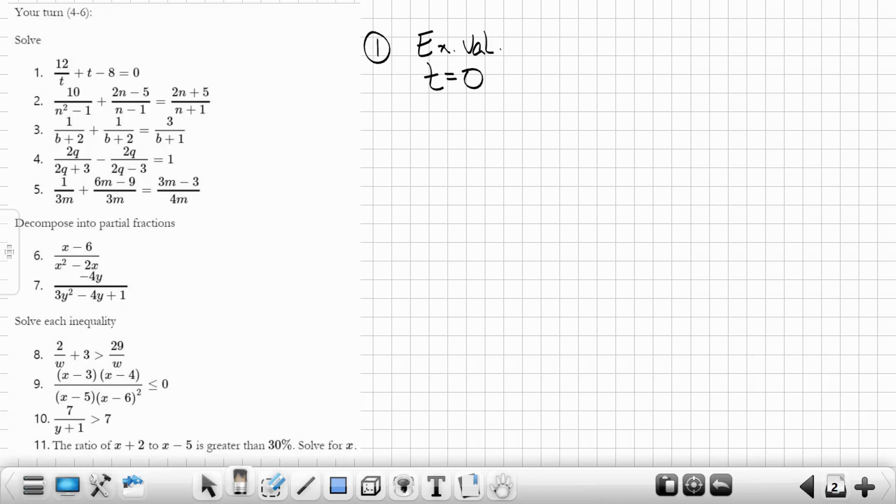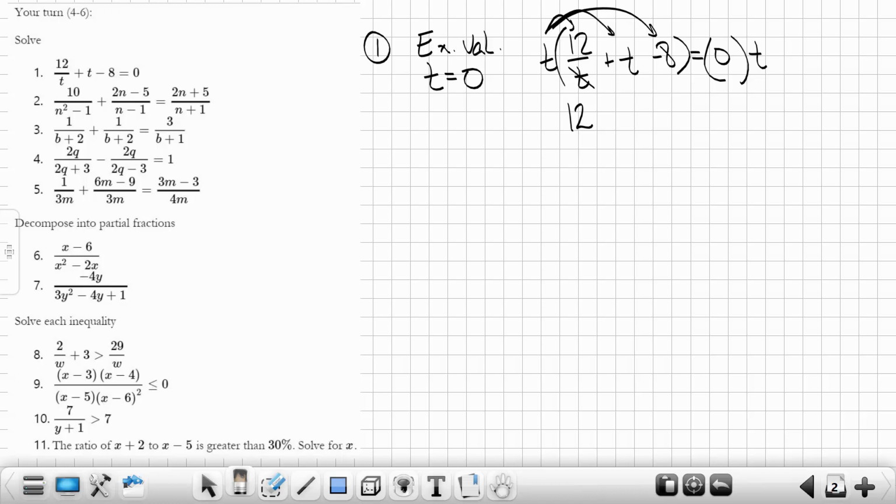Other than that, in order to get rid of that denominator of divided by t, I'm going to multiply both sides by t. So let me go ahead and rewrite this. I'm going to multiply both sides by t, and that's because I equal 0, so I just want to get rid of that denominator. So those cancel.